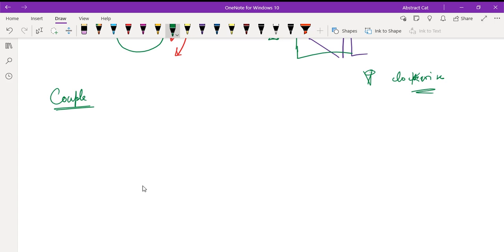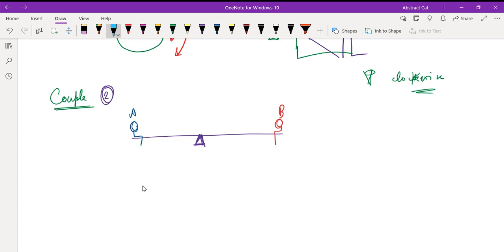Couples means two. If the object is like a seesaw, there's a center, and a person A sits here and a person B sits here. If both are different, both the mass and the force will be different.